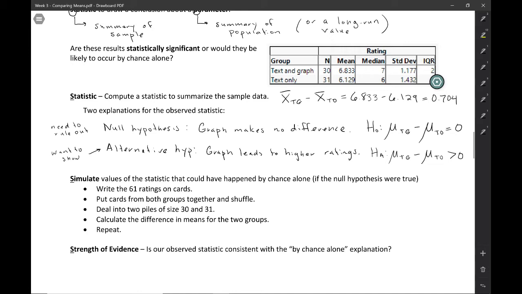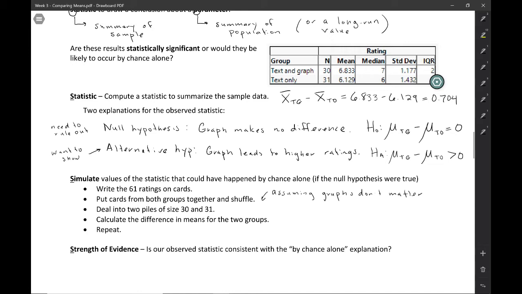So notice I haven't labeled them here whether they're in the graph group or the text only group. And the reason that that's not necessary is that I'm making a specific assumption here. I'm assuming the null hypothesis. I'm assuming that graphs don't matter. So in this case, you're basically saying, the ratings are what they are. Some people are going to think the drug is more effective, some people are going to think it's less effective, and it has nothing to do with the graphs, so there's no reason to label the groups. You're assuming that the null hypothesis was actually true.